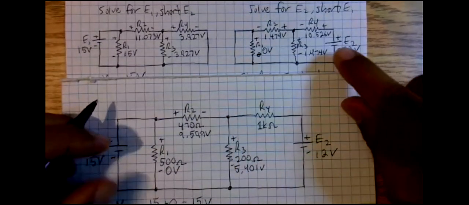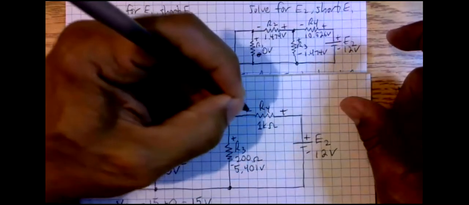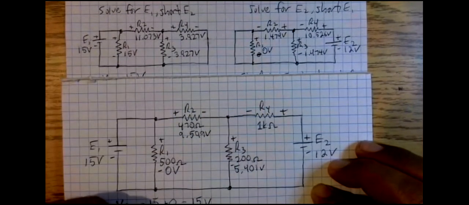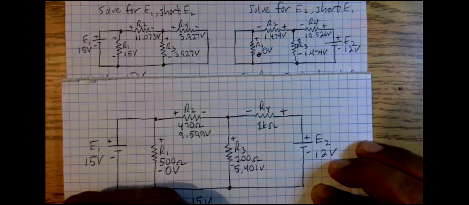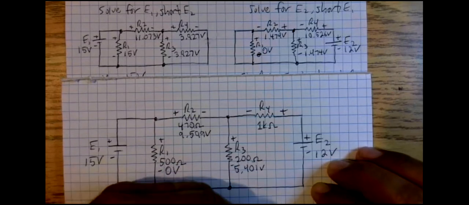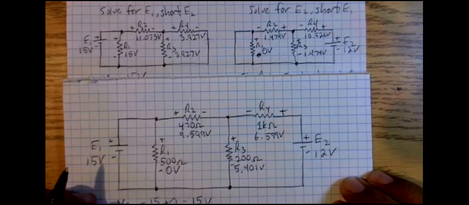And then VR4, they are opposite polarities. This one is greater, so this will determine the polarity. And VR4, so we'll subtract them, is 10.526 minus 3.927, which works out to 6.599 volts. Okay, so that's what we have.